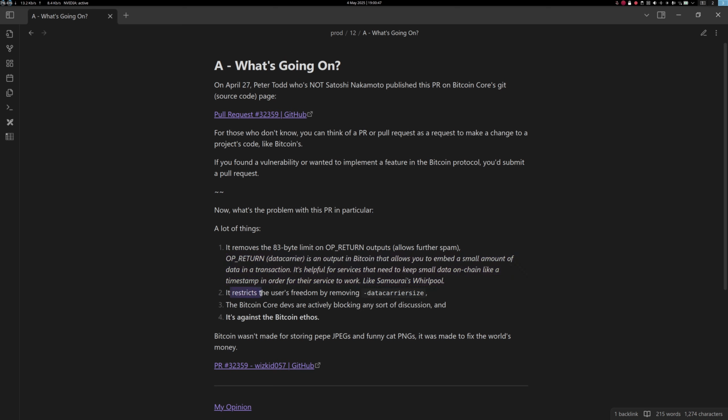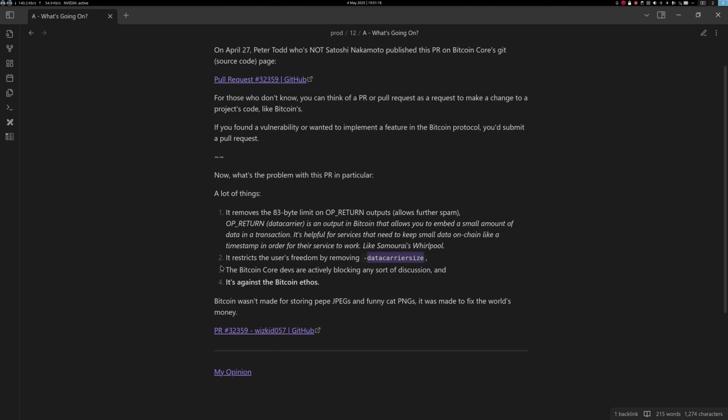It restricts the user's freedom by removing the data carrier size flag. So, say you're a miner that mines Bitcoin, and you do not want big op returns. You don't want a lot of data in the op return when you're mining your Bitcoin block. What you can do with this data carrier size flag is, say you want 40 byte op returns, you can set it to limit it to 40 bytes, or you can just uncap this in general. You could set it to whatever you want.